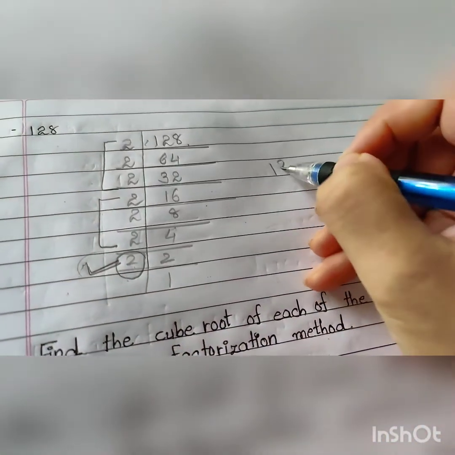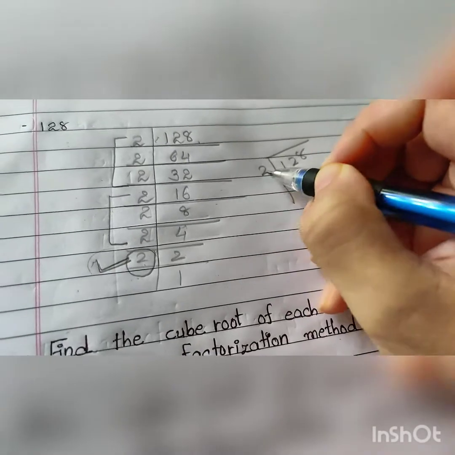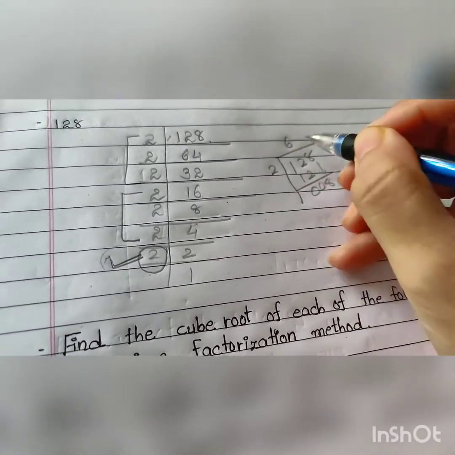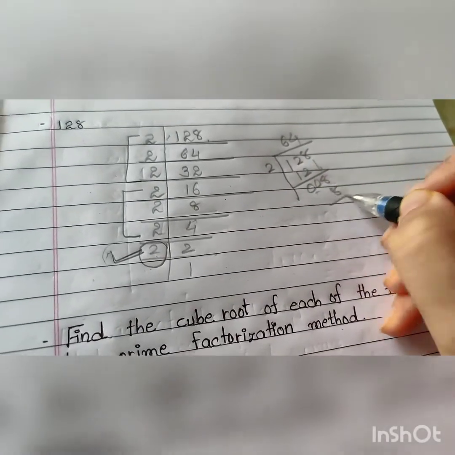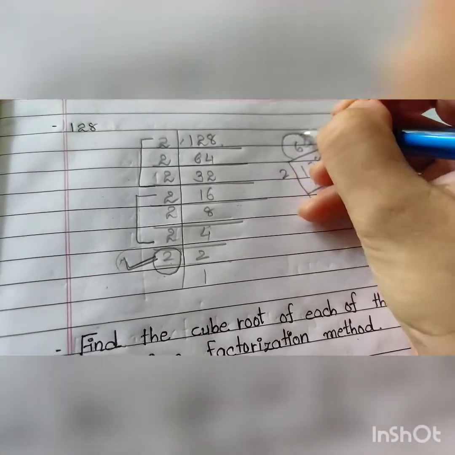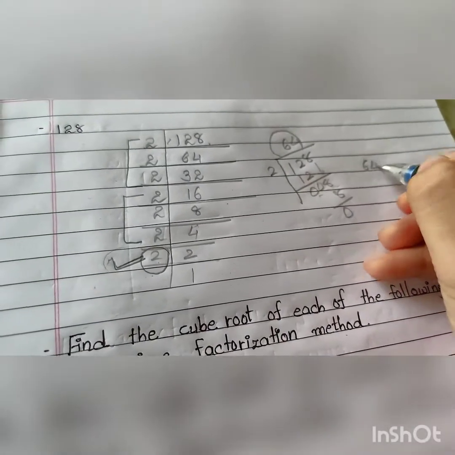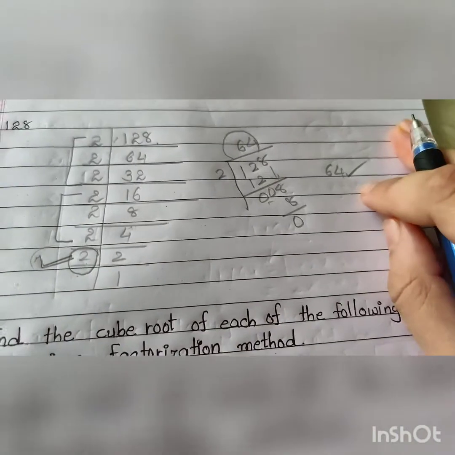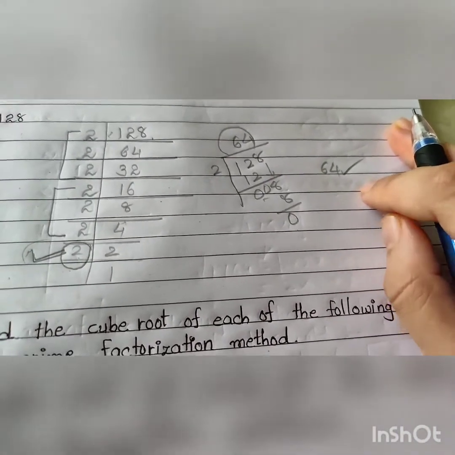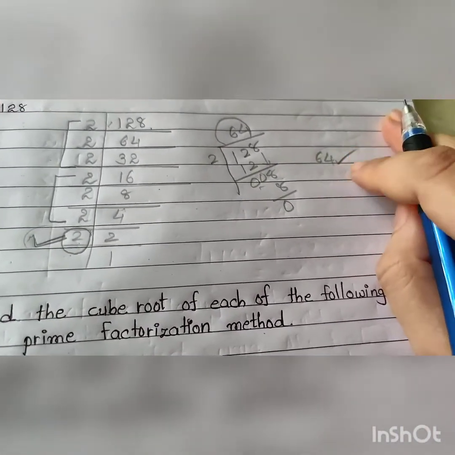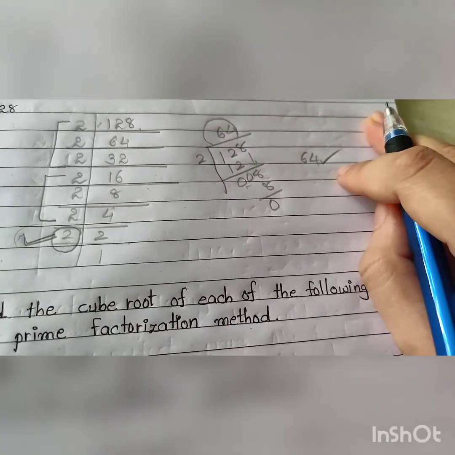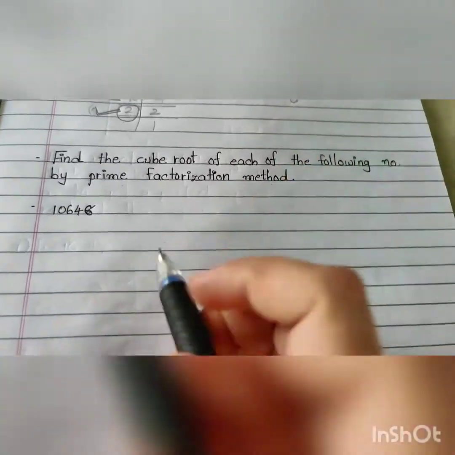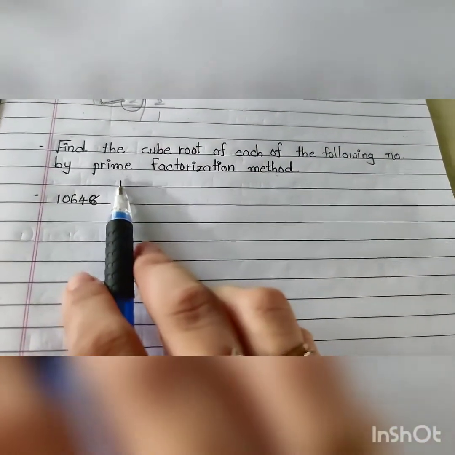So 128 divide by 2. So 2 6 are 12. 0, 8 down, 2 4s are 8, 0. Hence our answer is 64, and you know that 64 is a perfect cube. This is the cube of, I think, 4, right? 4 4s are 16 and 16 4s are 64, right? Okay. Now let's begin with the next question.